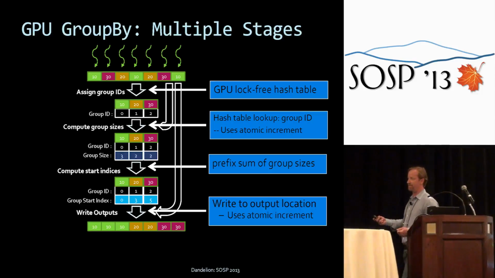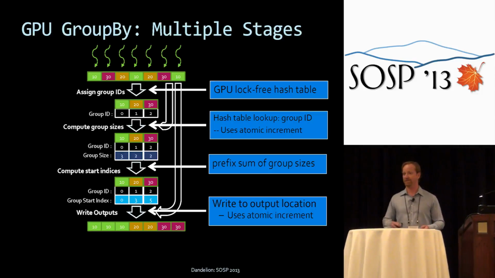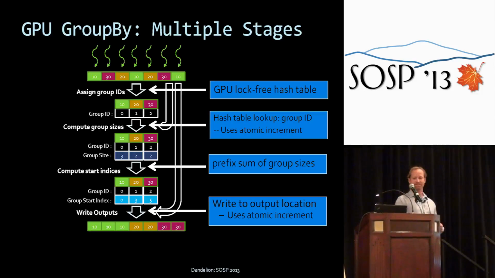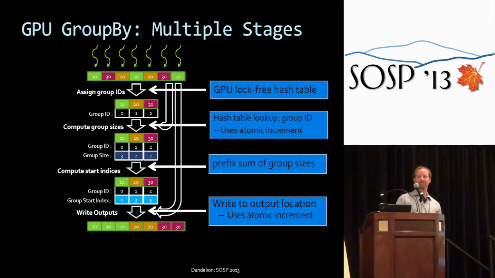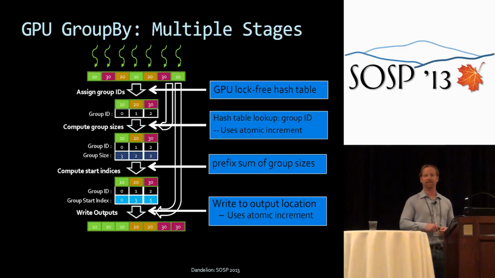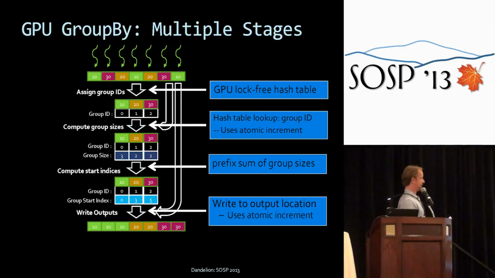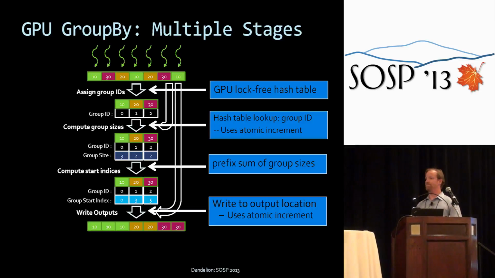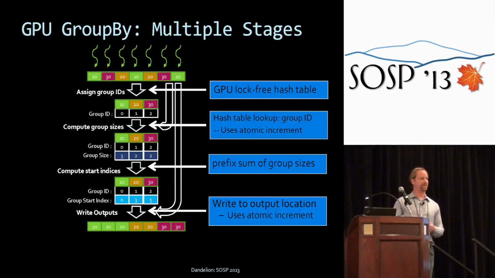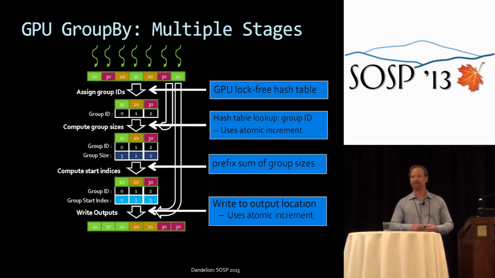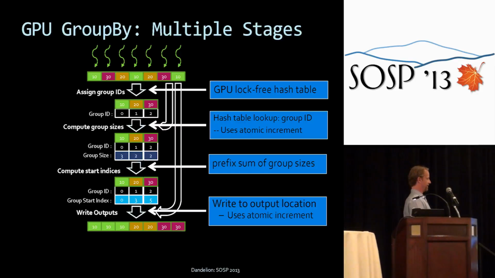Now, we can implement this on a GPU without using things like locks, because it is possible to perform stage 1 with a GPU-based lock-free hash table. It's possible to perform stage 2 by doing a lookup into that hash table and using only per group atomic counters. Stage 3, a prefix sum, is a very, very well studied parallelization technique on GPUs. And then finally, the final shuffle, again, can use only per group atomic counters.